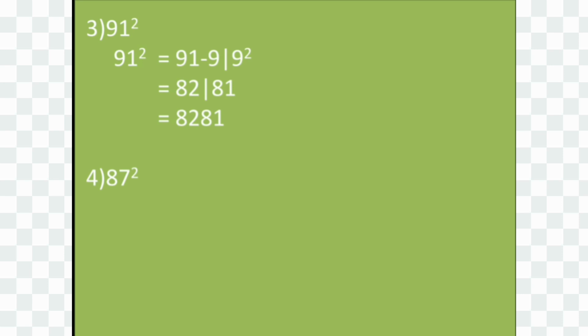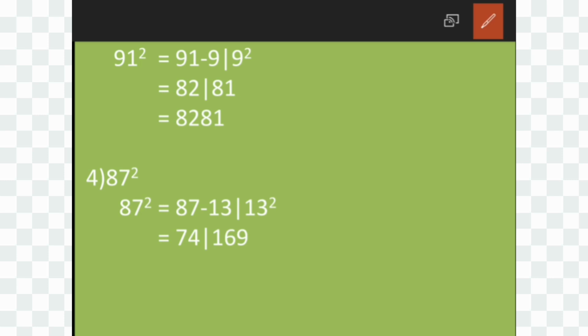Let's see 87 square. 87 is 13 less than 100. So 13 is subtracted from 87. 87 minus 13, and aside we will be writing 13 square. So 87 minus 13 is 74. 13 square is 169. See, if you observe here, we got the square of 13 as 169. We got it in 3 digits form.